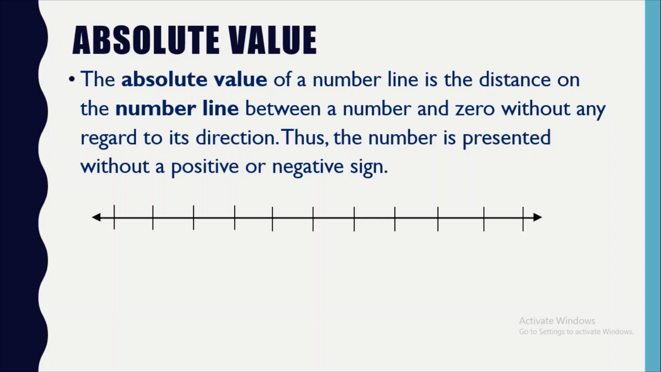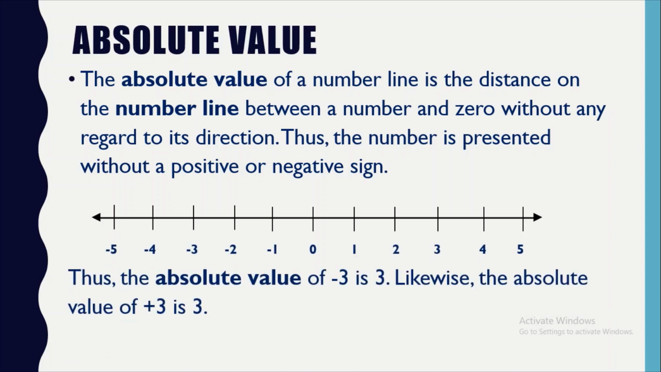Let's say, for example, find the absolute value of negative 3. So, ano yung unang gagawin natin? Here we have the number line. We have here 0. Going to the left, we have the negative numbers. We have negative 1, negative 2, negative 3, negative 4, negative 5, and so on. Going to the right, we have the positive numbers. We have positive 1, positive 2, positive 3, positive 4, positive 5, and so on.